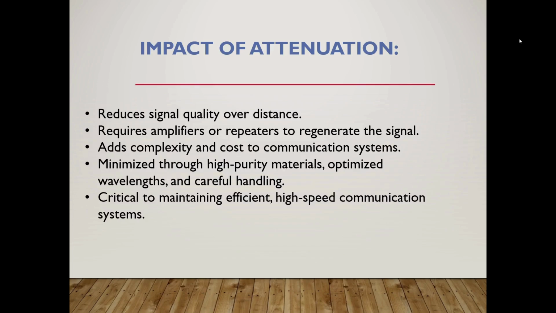In summary, attenuation is an inevitable challenge in optical fiber communication, but understanding its causes, such as absorption, scattering, and bending, helps us design better systems to minimize its impact. By using high purity materials, optimized wavelengths, and proper installation techniques, engineers can reduce attenuation and ensure efficient, high speed data transmission. I hope this explanation clarifies the concept of attenuation loss and its types.